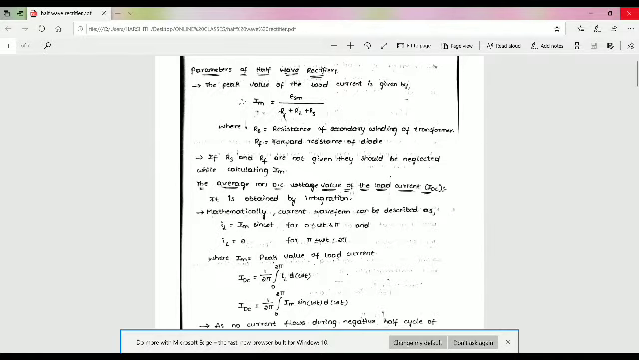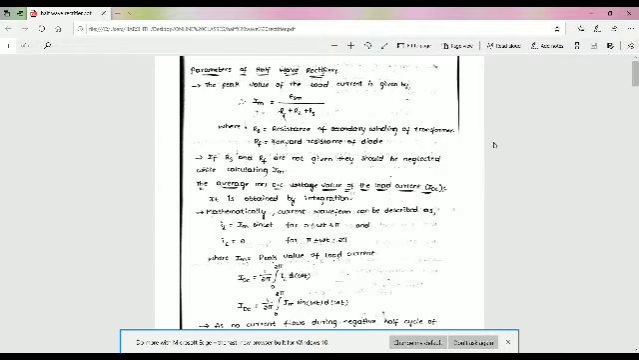Good morning everyone. In the last classes we discussed the rectifiers: introduction to the rectifiers, rectifier types, half-wave rectifier and full-wave rectifier. Today I would like to explain the half-wave rectifier parameters.